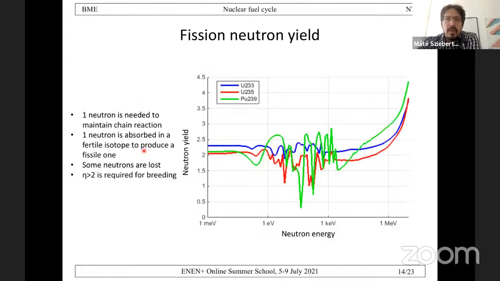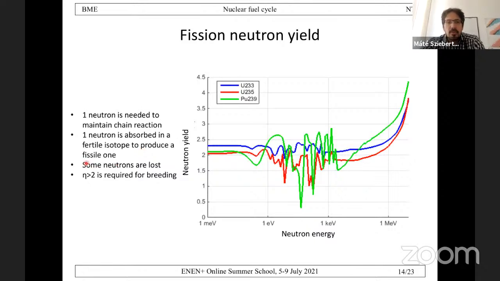So if we look into this fission neutron yield as a function of the neutron energy, we get these curves for different fissile materials. And the model is simple. From these neutrons which are produced here, one neutron is needed to maintain the chain reaction. So this is one neutron. Then another neutron is needed to be absorbed in a fertile isotope and produce a fissile one. So you can, in this way, replace the fissile isotope which was just lost.